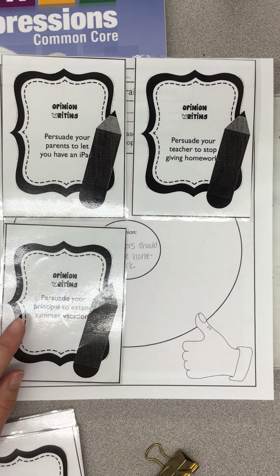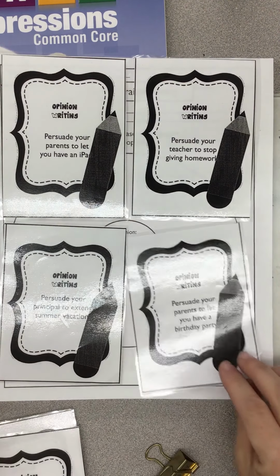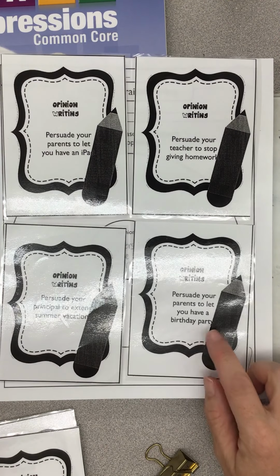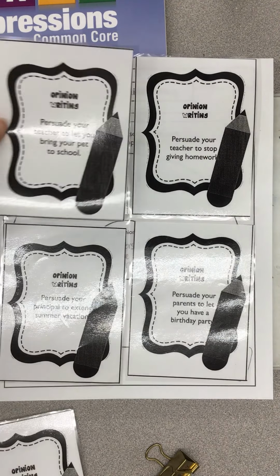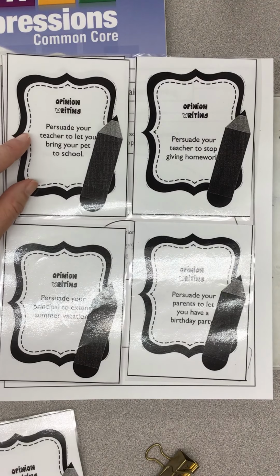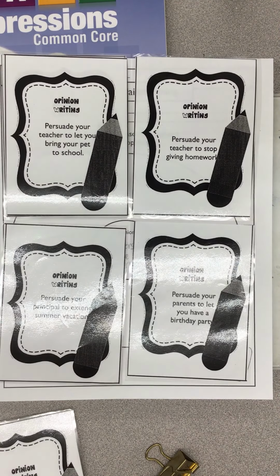Quiet. Hey, guys. You might remember 10 seconds ago when I asked you to keep your comments to yourself. Let's practice it on this one. Persuade your parents to let you have a birthday party. Nice job. Persuade your teacher to let you bring your pet to school. Oh, that was a fail. We want to keep all of our thoughts to ourselves.